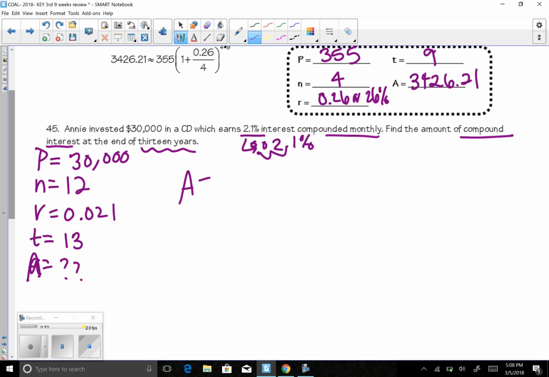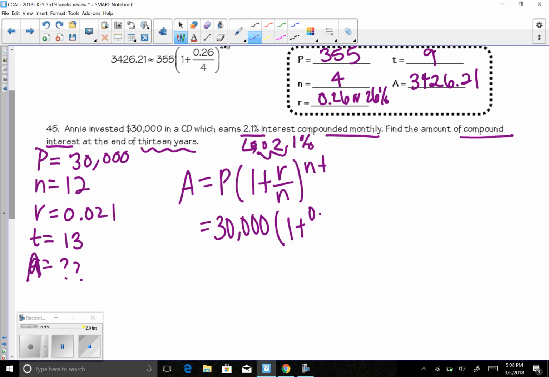So when I plug this in, A equals P times 1 plus r over n to the nt power. I get 30,000 times 1 plus 0.021 over 4 to the 4 times 13 power. Ooh, just kidding, I messed up. Not 4. I was looking up at the top. It's 12 times 13 because it's compounded monthly.